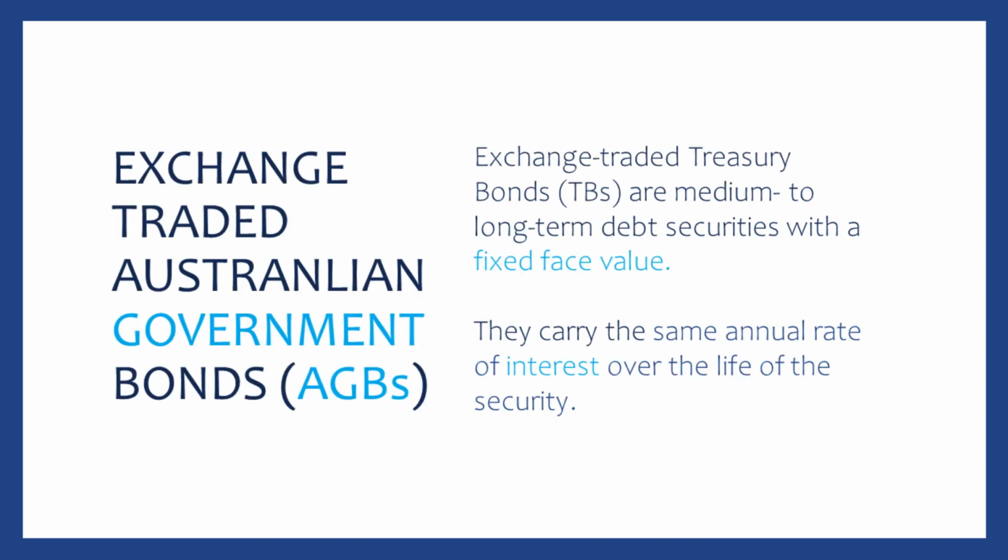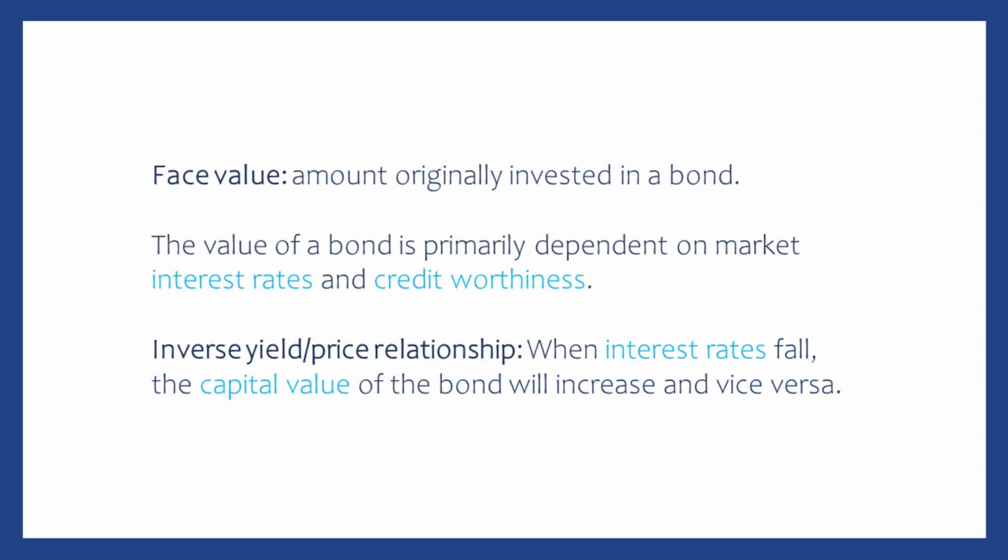Exchange-traded Australian government bonds, also known as AGBs, were once out of reach for retail investors due to their high minimum investment. However, they are now accessible. You can find free government courses on how AGBs work on the website www.asx.com.au under Education. The value of a bond is primarily dependent on market interest rates and creditworthiness.